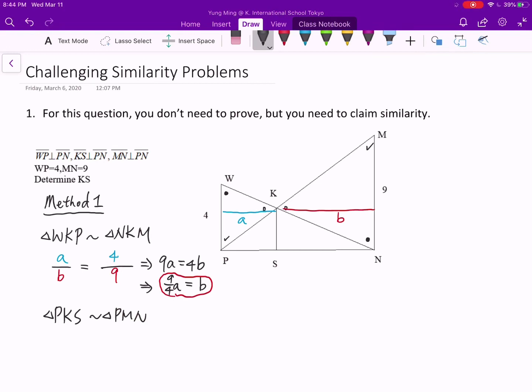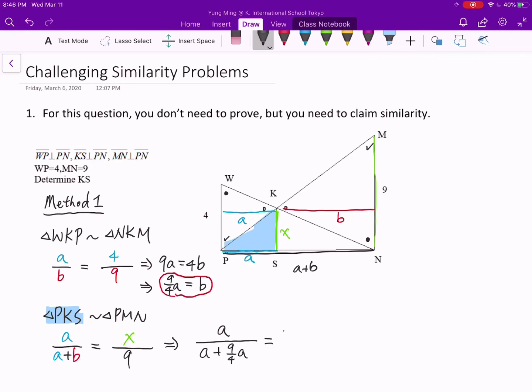If we know that these two triangles are similar, which I'm talking about the small one over here and the big one, so P and M, you know what it is. We're going to get A, which is one of the side lengths from the smaller triangle, compared to this A plus B, which is the side length of the bigger triangle. That ratio is equal to X, which is exactly what we're looking for, from the smaller triangle, to 9, which is the bigger triangle's side length. Now, we can substitute our B into our equation. So we're still going to get A on the top, but then A plus B now becomes A plus 9 over 4 A. And that still equals X over 9.